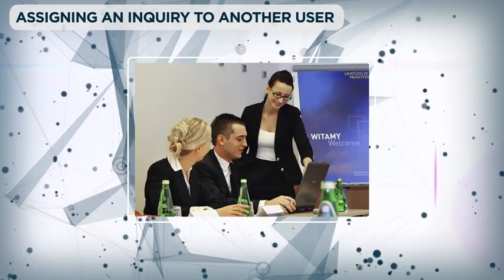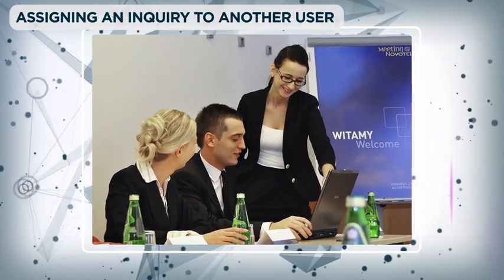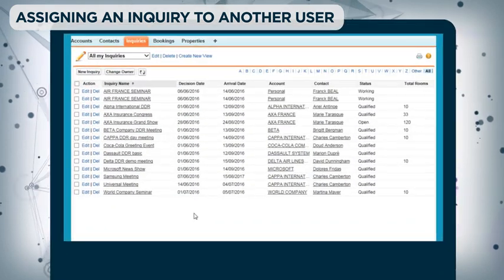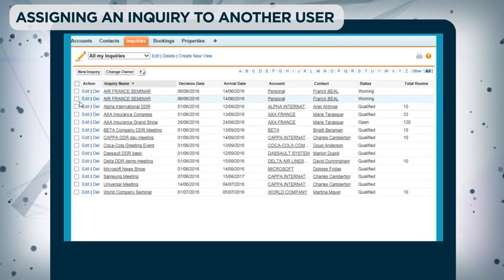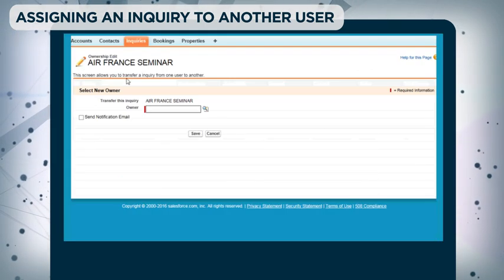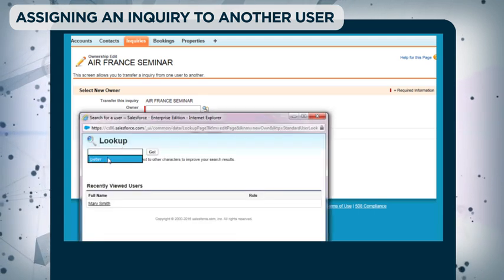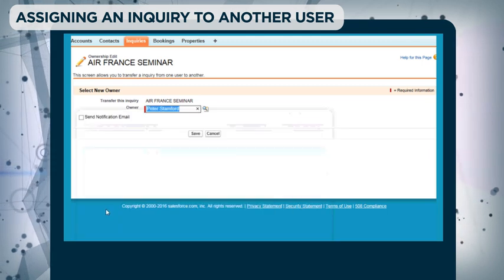To change the inquiry owner, meaning the person who will be responsible for this lead, the process is as follows. Go to the Inquiries tab. Click All Inquiries, then Go. Select one or more inquiries. Click the Change Owner button. Click Look Up to select a different owner. Then click Save to record your changes.